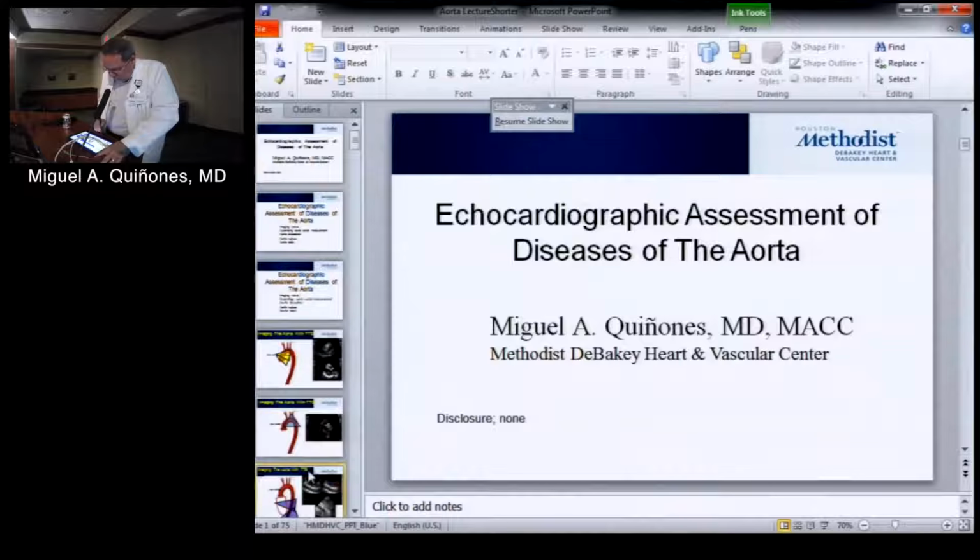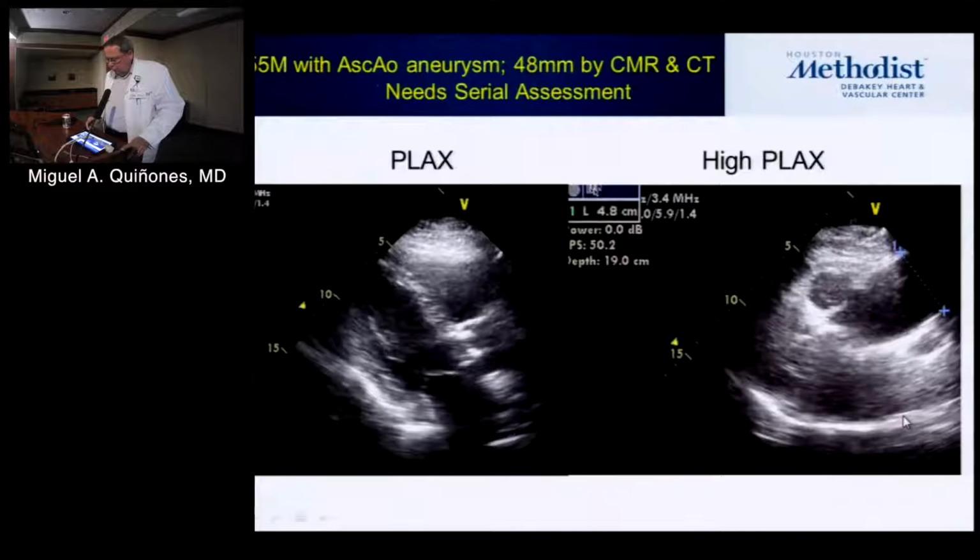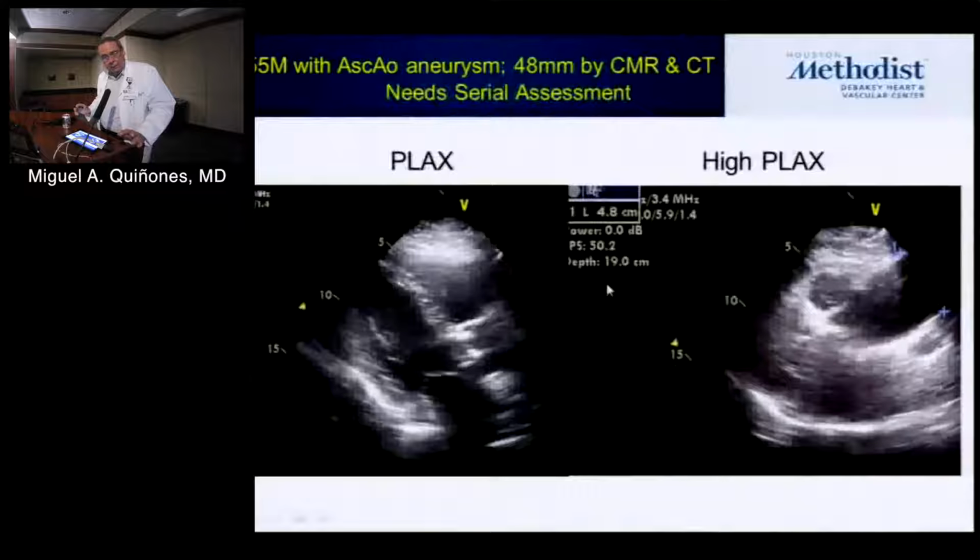Okay. Now, I want to take you back again to this view. And this is a nice example of why I think this view is so important. This is a 55-year-old man that I've been following for 5 or 6 years. He has bicuspid aortic valve. He has some AS that he still has not matured. He has an ascending aortic aneurysm. And he's had a couple of CTs before I ever saw him.